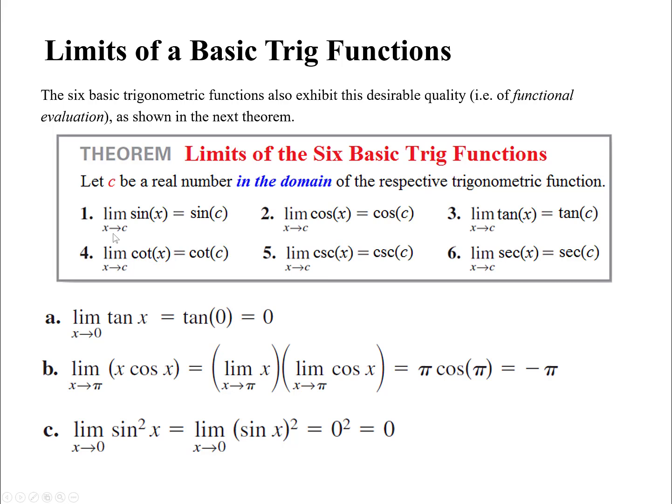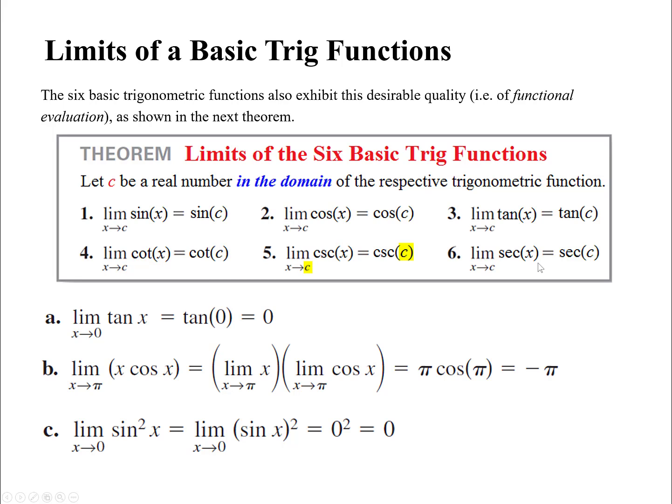So quickly, in each of these 6 cases, what we're saying is if c is in the domain of sine, then the limit as x approaches c of sine x is sine of c. And namely, this limit is achieved through functional evaluation. The same for cosine, the same for tangent, namely, if c is in the domain of tangent and you were considering the limit as x approaches c of tangent x, then you would know that that limit would be equal to tangent of c.